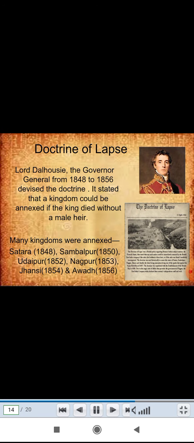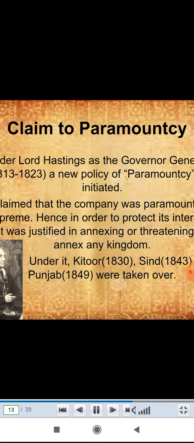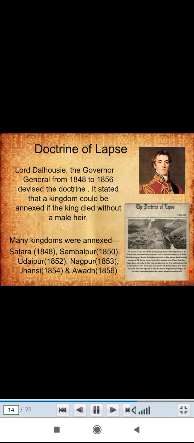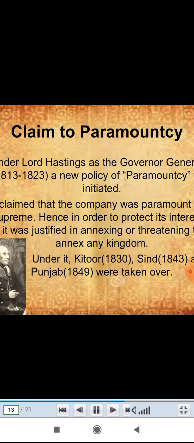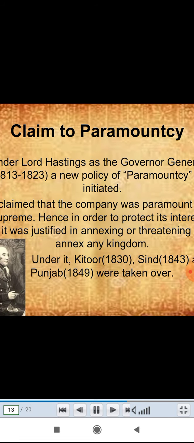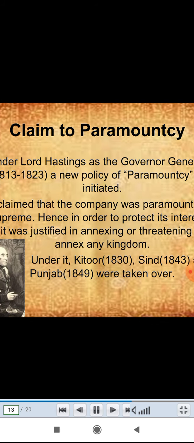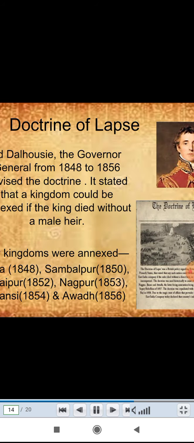The next policy was claim to paramountcy. Paramountcy is on top. So the governor, Lord Hastings, who was Governor General, framed this policy of paramountcy, children, where it is claimed that the company was paramount or supreme. Hence, in order to protect its interests, it was justified in annexation, children. All right. So under it, Kittur, Sindh, Punjab were taken over. It is simple to claim that you are on top, isn't it?